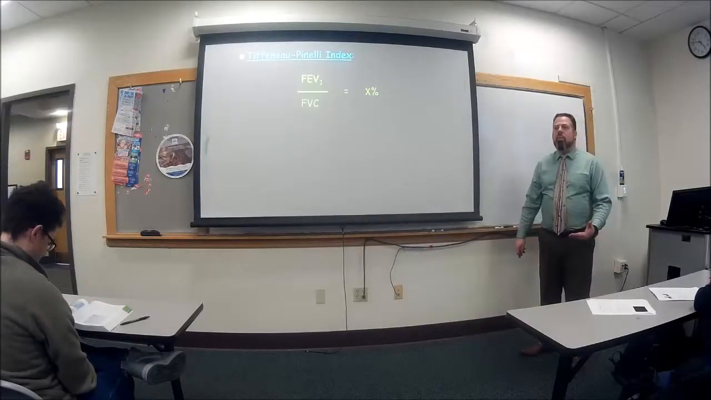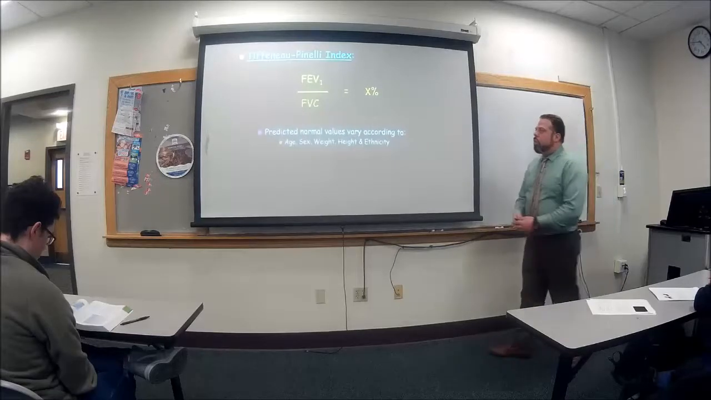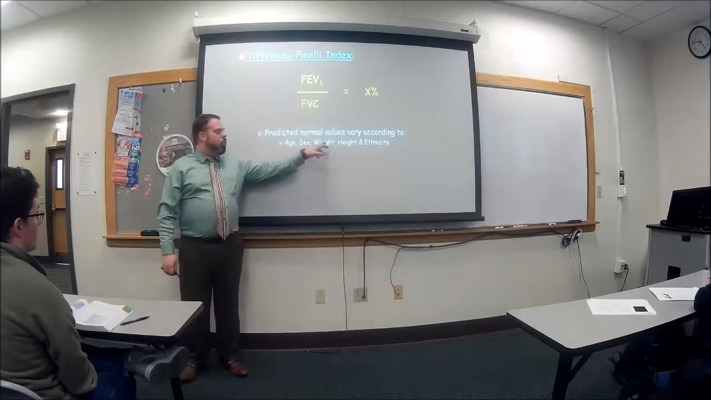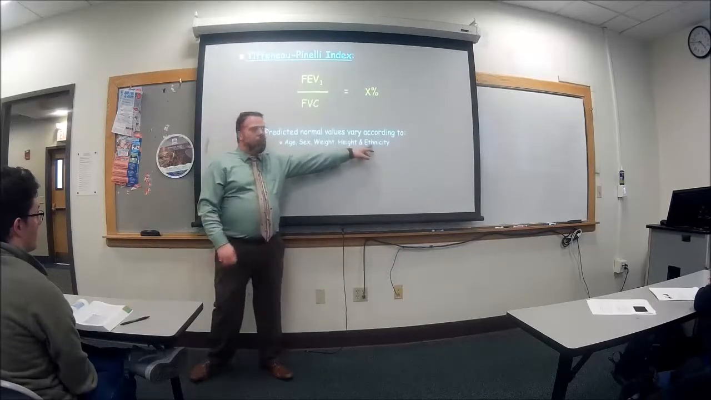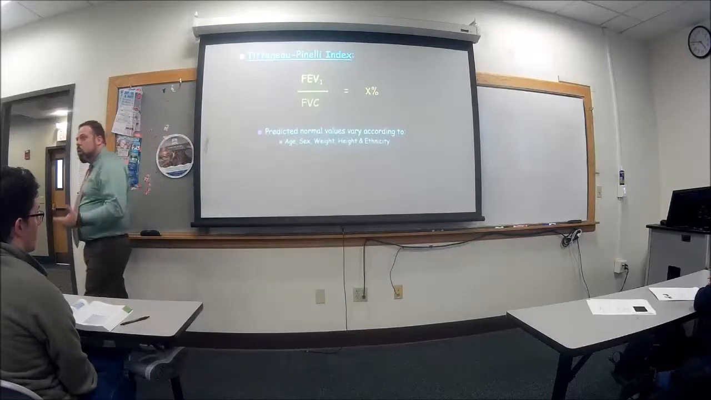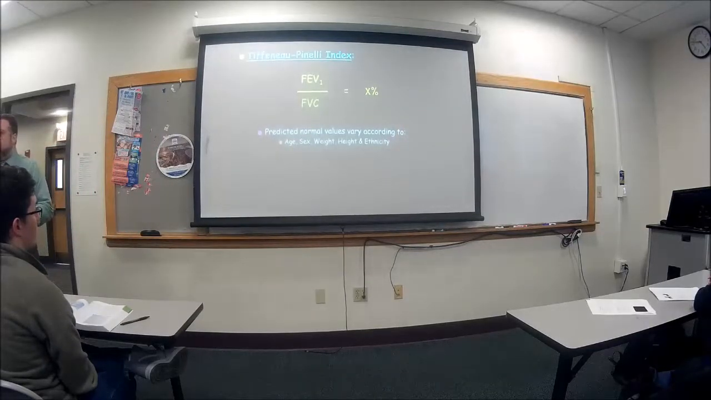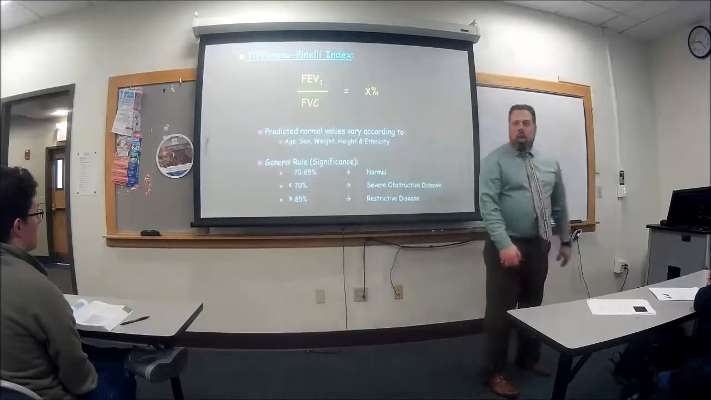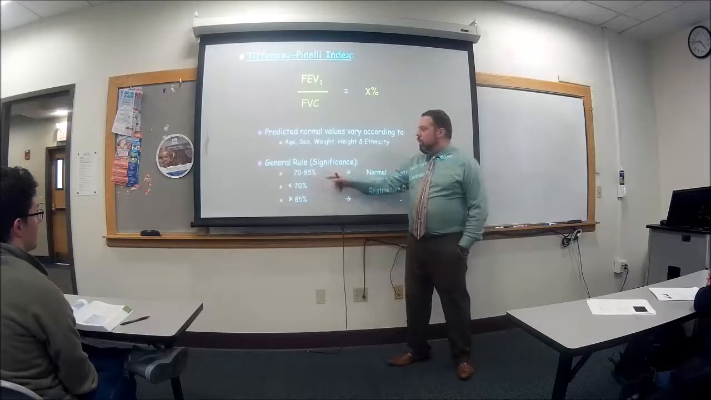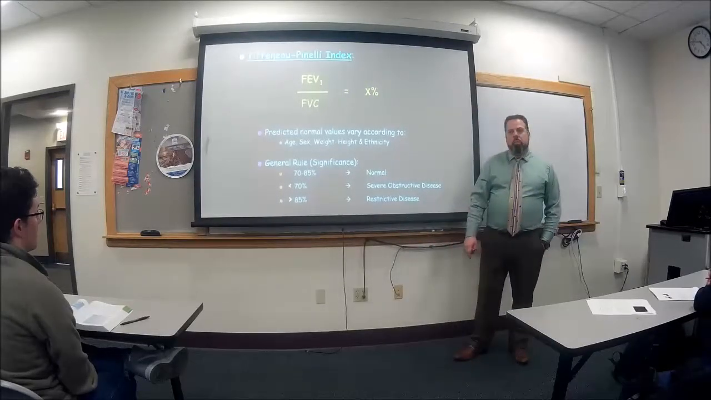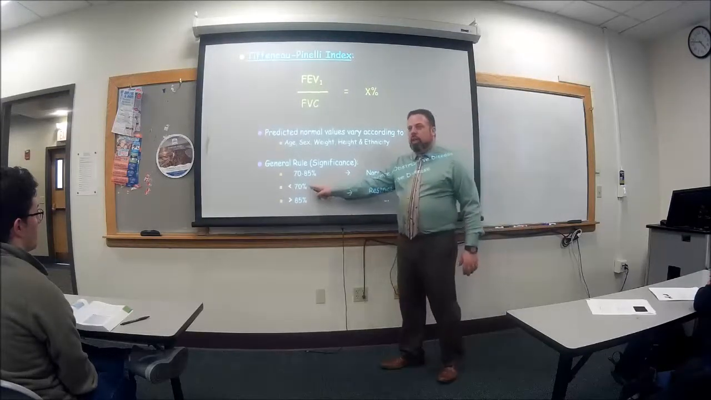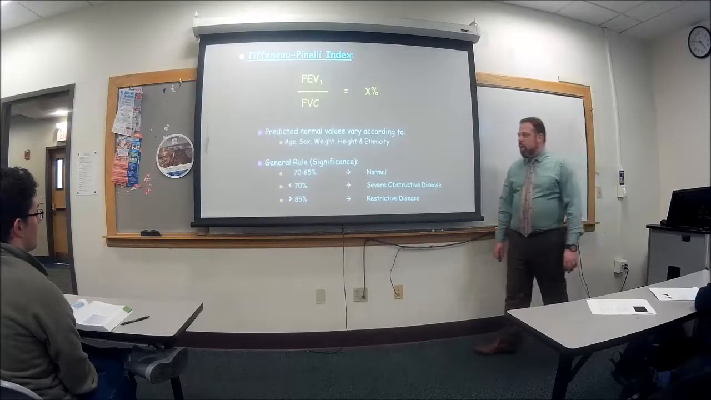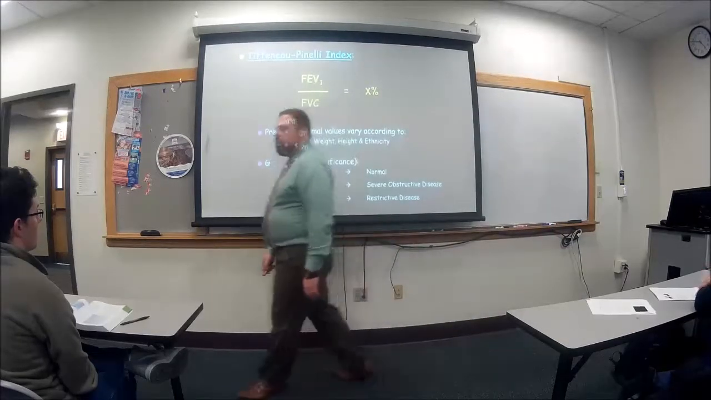So what does that mean? What does 80% mean? Well, this is predictive of normal value when we put down things like your age, sex, weight, height, and believe it or not, even the ethnicity. But also, if you're a smoker or were a smoker, all this you got to plug in there. But what does it tell you? These are the magic numbers you need to know. If you get something between 70 and 85, that's normal. If you have less than 70, that's going to be severe obstructive disease. And if it's greater than 85, then it's restrictive disease.